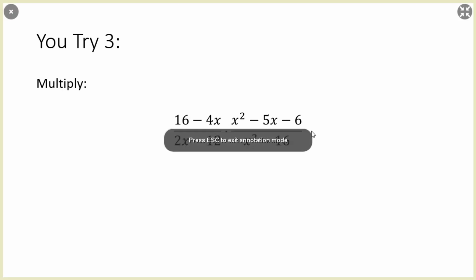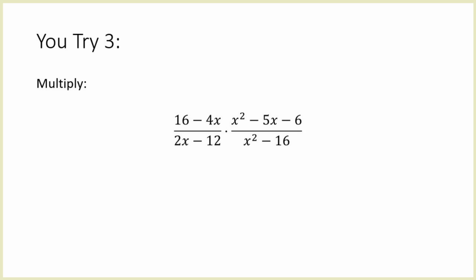This is by far, in my opinion, the hardest one of this whole thing. So, what we're going to do is we're going to take this one step at a time. So, let's see what I can factor out. On the top left looks like I can take a 4 out of everything. So that's going to be 4 times 4 minus x. On the bottom, looks like I can take a 2 out, so I'm going to do that. And that'll give me 2 times x minus 6.